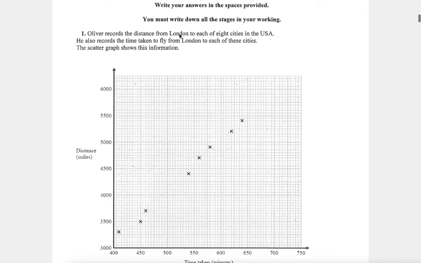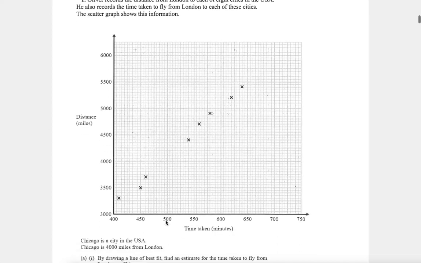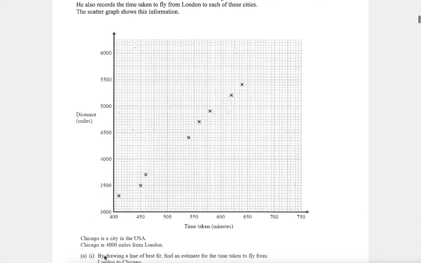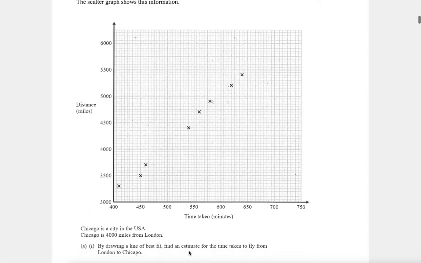Question 1. Oliver records the distance from London to each of 8 cities in the USA. He also records the time taken to fly from London to each of these cities. The scatter graph shows this information, so there we are with the 8 cities and the distance and the time taken. Chicago is a city in the USA and is 4,000 miles from London, and we can see that there is nothing marked that's 4,000 miles from London. By drawing a line of best fit, find an estimate for the time taken to fly from London to Chicago.